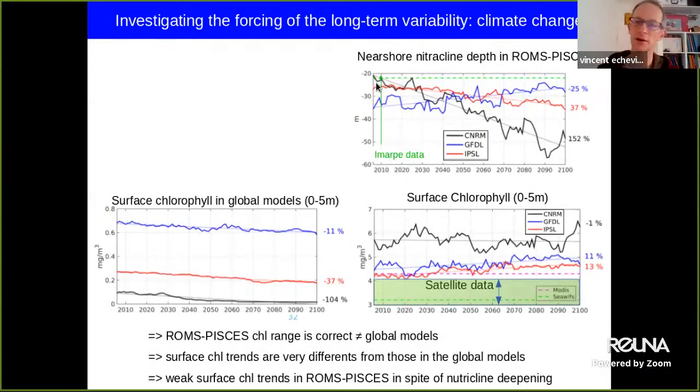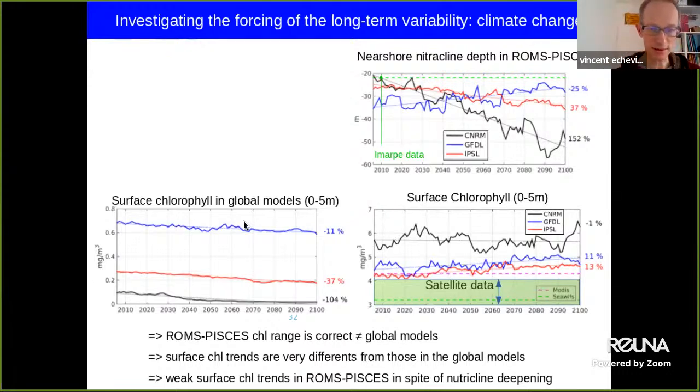If we look now at surface chlorophyll, we can also see that these global models have very strong biases and very different values. You can see the range. The CNRM model has mean values near the coast of around 0.1 milligrams, while the GFDL is more around 0.7. So there is almost one order of magnitude of error between the different models.